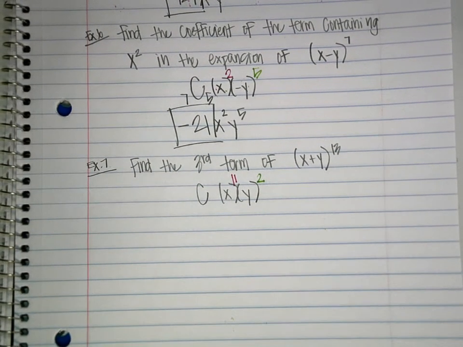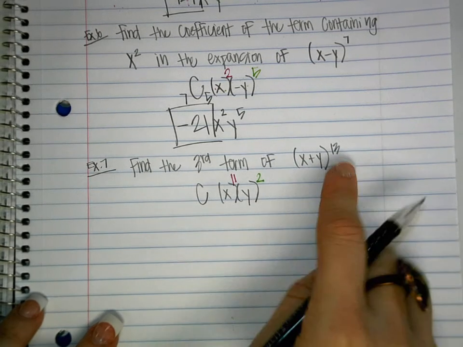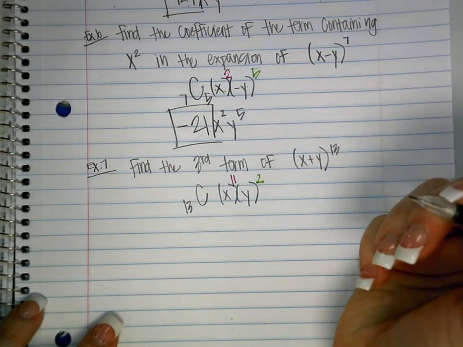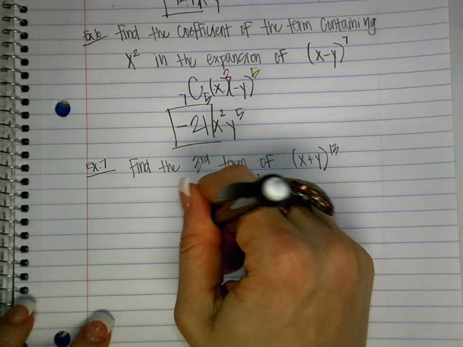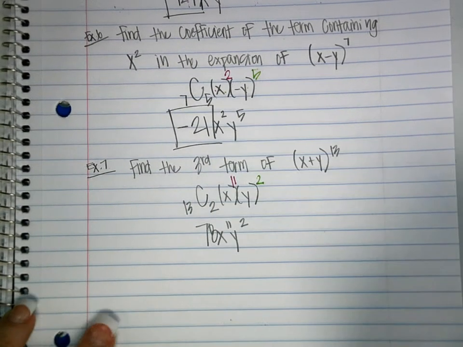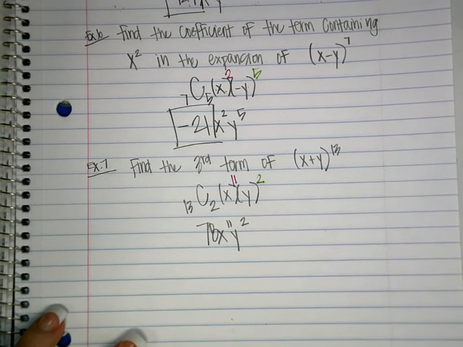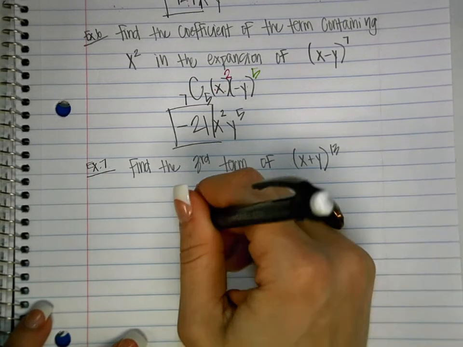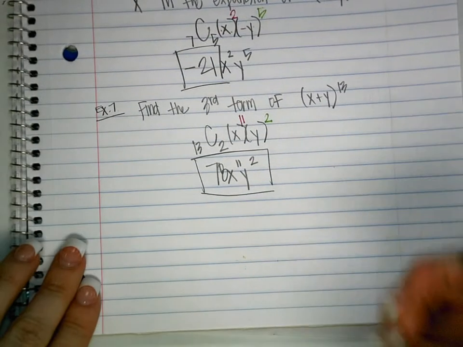So how do I find the coefficient? 13C, total C what? 2. So 13C2, if you work that out in your calculator, 13C2 is 78, x to the 11th, y squared. Okay? 78, x to the 11th, y squared. That is your total answer. Okay, and let's do one more. Number 8.